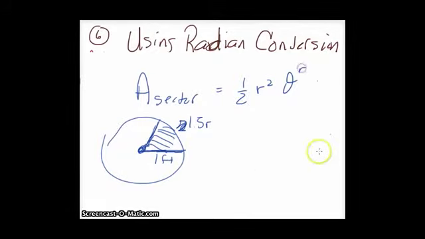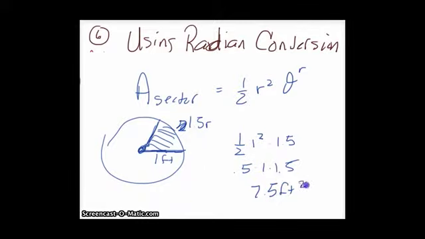Remember, this is in radians. Well, yeah. 1/2 r squared, 1 squared, times the angle in radians. So this would be what? 0.5 times 1 times 1.5, and that would be 0.75. And if that's feet, it's going to be square feet. Okay, so just remember that.